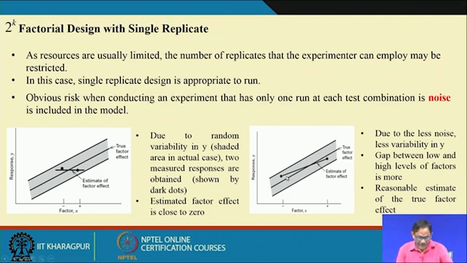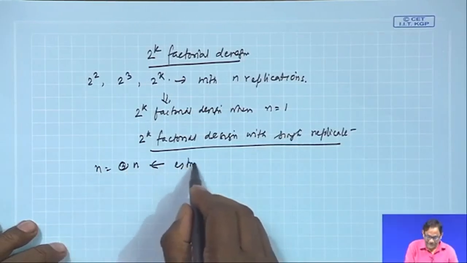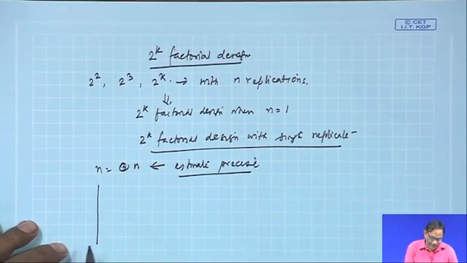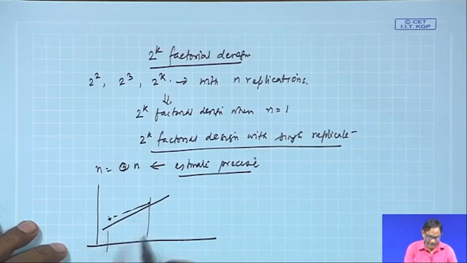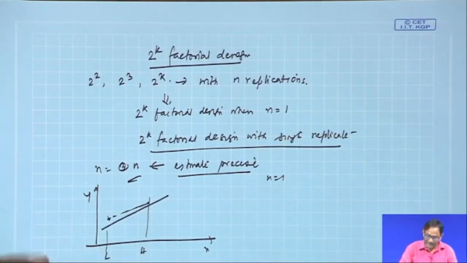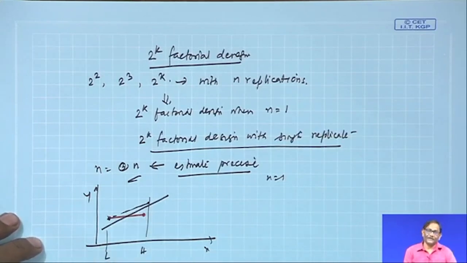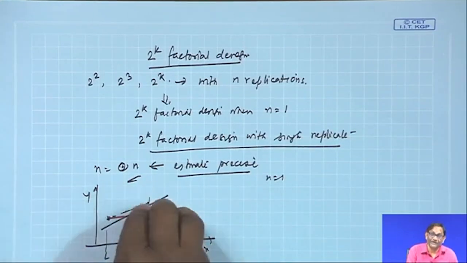Okay. So, in a nutshell, if n is equal to n, your estimate will be more precise, and suppose this is the true effect, it may be close to that from low to high. This is y and this is x. If n is 1, what will happen? You may find the same case, maybe like this. So, there is no effect, that is not the true sense. So, be careful that replication is a very key important issue.